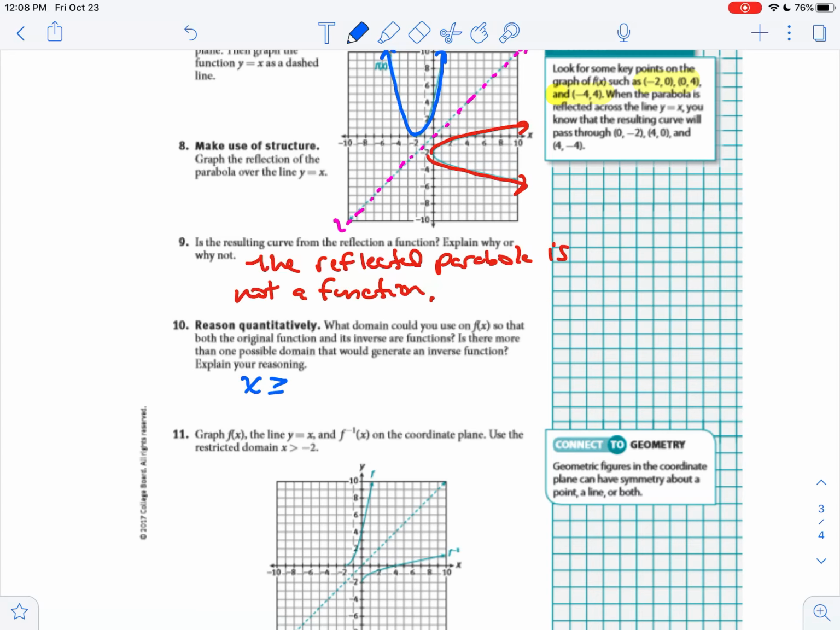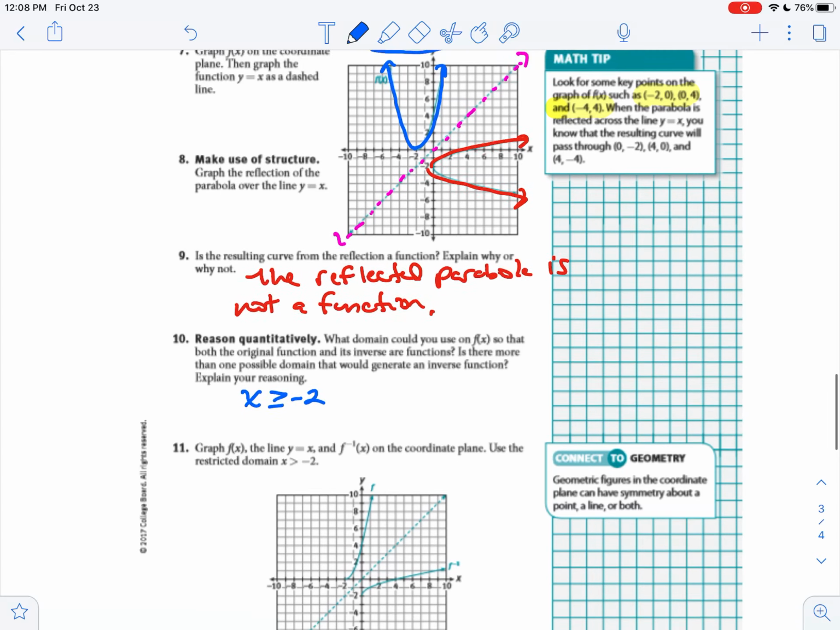And so what we could do on our original parabola, on f of x, is let our x's be greater than or equal to -2. So let's say we took our x's from here forward. So just this half of the graph. Okay, that would reflect over, just this half of the graph would reflect to this half of the graph. Okay? And then we would have an inverse. So we could do that, or we could do the opposite. We could let all our x's be less than or equal to -2.